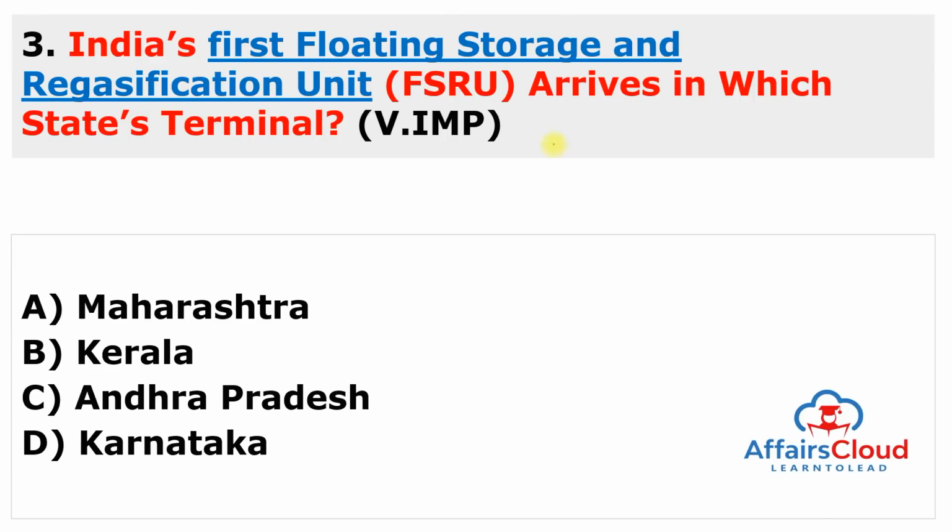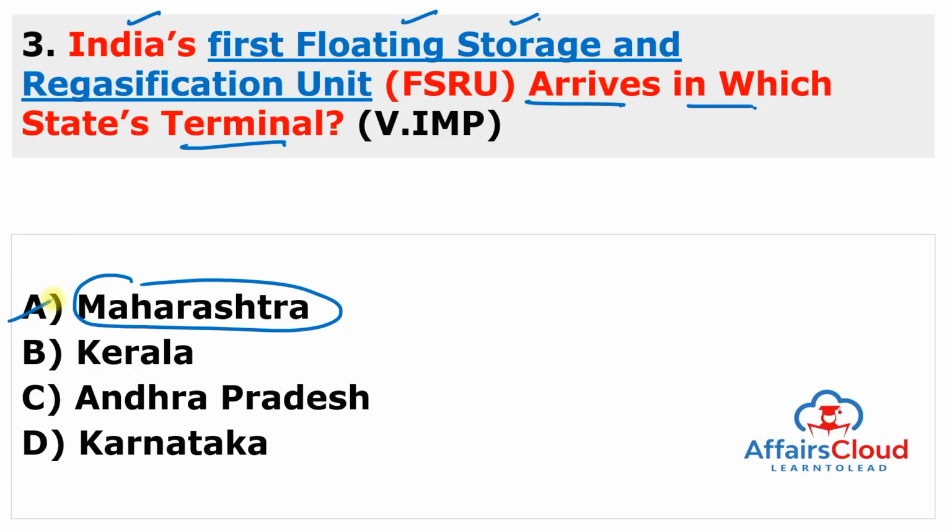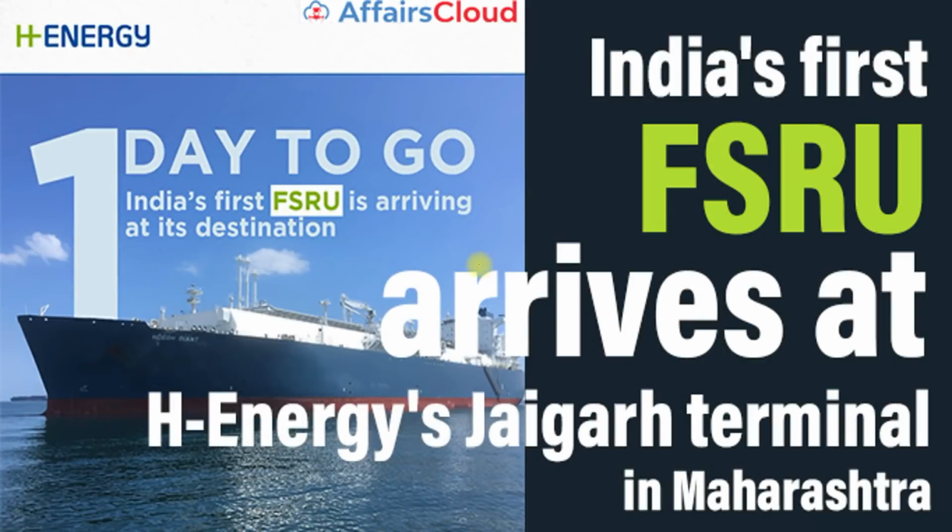Here is the first question. India's first floating storage and regasification unit arrives in which state's terminal? You have to tell me the name of the state, and this state is Maharashtra. So the answer of this question is A. So India's first floating storage and regasification unit arrives in Maharashtra and it arrives at H Energy's Jaigarh terminal. This is situated in Maharashtra.